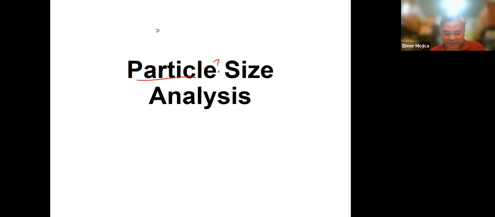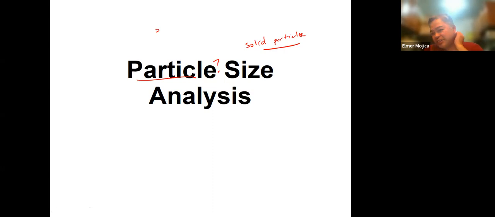Because if we're going to look at the definition at basic level, we can define a particle as being a discrete sub-portion of a substance. For simplicity, we're just going to tackle the so-called solid particle. And they said particle size analysis is really what we call important.